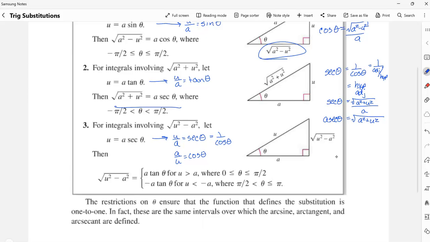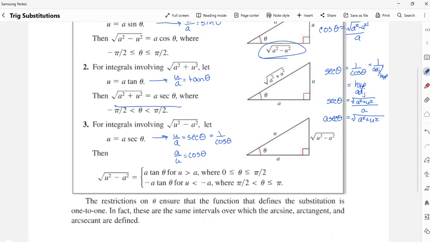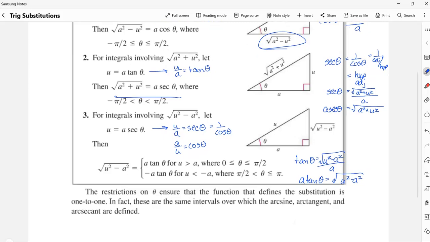We know secants and tangents go together. So the tangent of theta is going to be equal to opposite over adjacent, square root of u squared minus a squared over a. So a tangent of theta is equal to the square root of u squared minus a squared. So that's where that substitution is coming from. Now it really depends on where our theta value lives. If our theta value is in that first quadrant, we would use a positive a. If it is in the second quadrant, we would use a negative a.